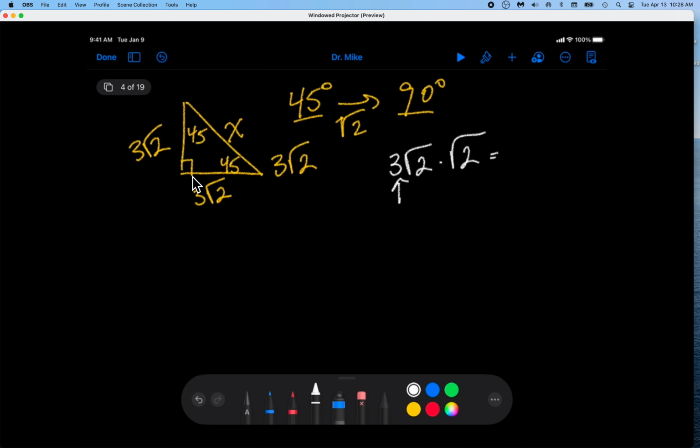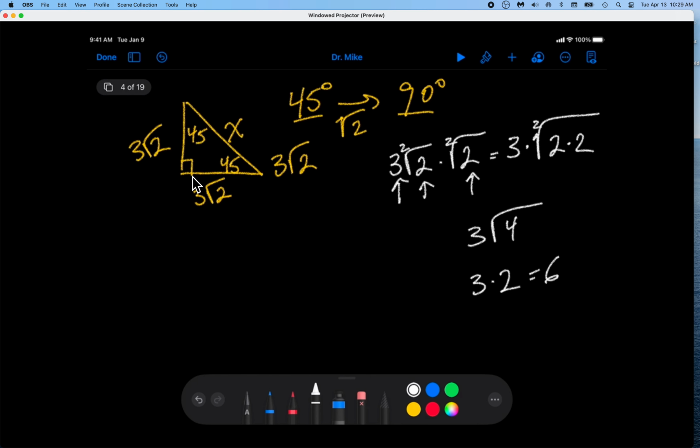This factor stays the same. This becomes the square root of 2 times 2. Again, as long as this root is the same, you can rewrite the radical and multiply what's inside. This becomes 3 square root of 4, 3 times 2 equals 6.